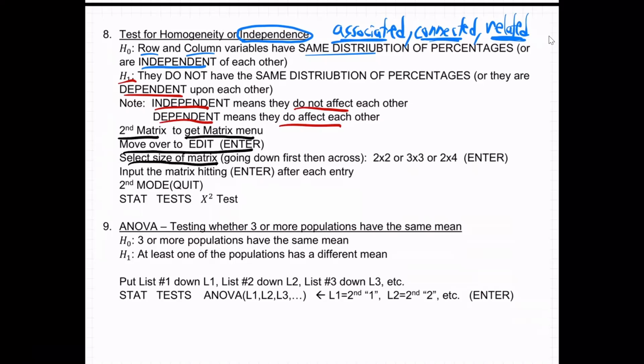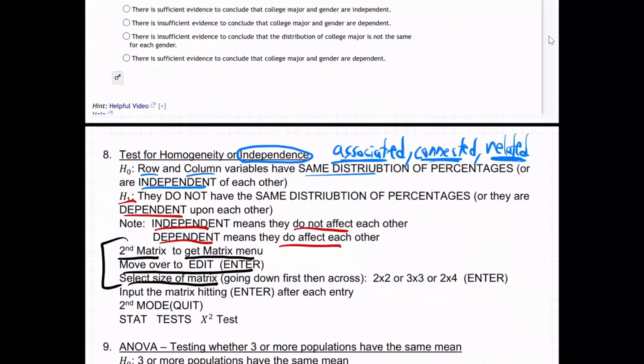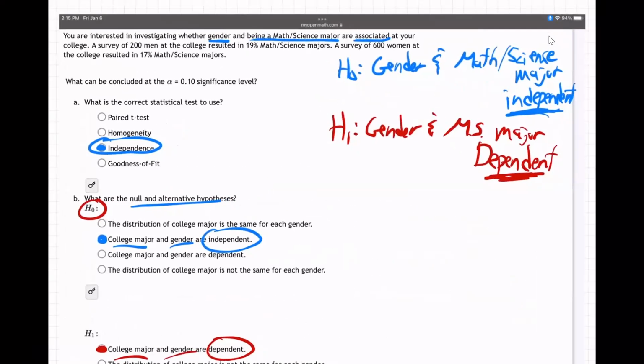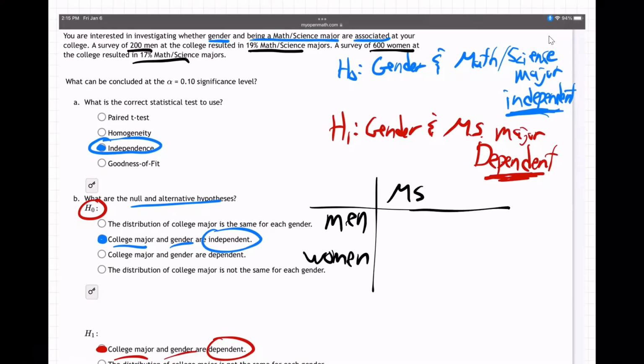So all this talk means we need to have some kind of a matrix, don't we? We've got to have a matrix here. So how are we gonna get the matrix? What matrix? Well, let's go back and look at the numbers. See what it says here. 200 men, 19% are math science majors. 600 women, 17% are math science majors. Okay. So basically what we're going to need is men and women on one side and math science or not math science.